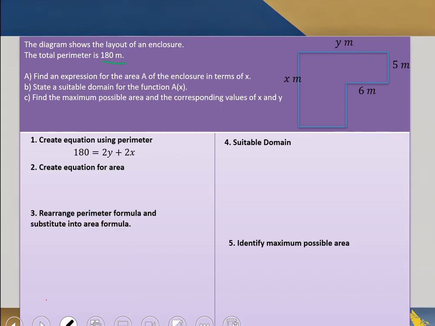Okay. The next part says create an equation for area. The easiest way I found doing this was the following. I'll treat it as one whole rectangle, which means my area would just be x times y. So I will label this here as xy. But then I've got this extra part here. So I wanted to take this other rectangle.